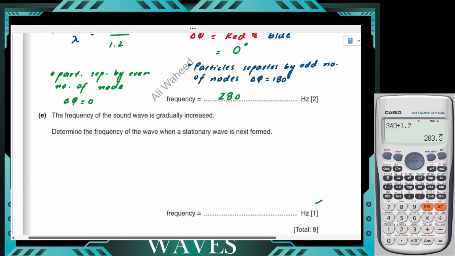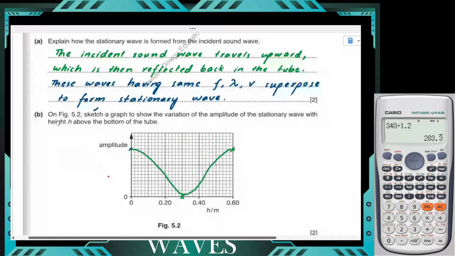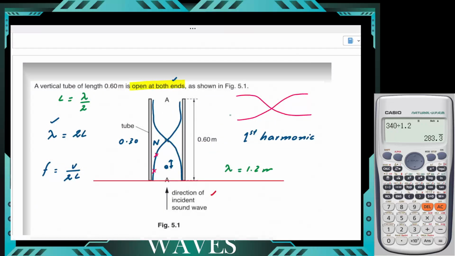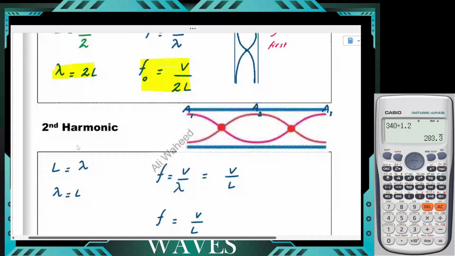Determine the frequency of the wave when a stationary wave is next formed. In simple words, they are asking when the next harmonic is formed. At what frequency is the next harmonic formed? So what harmonic was that? In fact, we have written everything initially. That was the first harmonic. And if you have to find the next harmonic, you can use the formula for the frequency of the second harmonic. And what was that? We have it right in front of us.